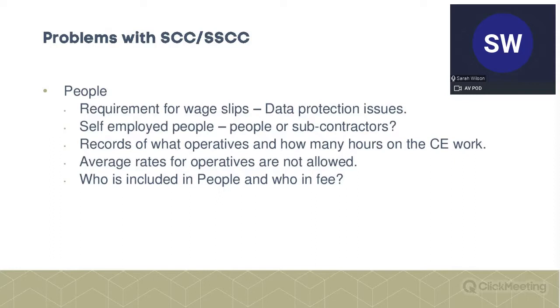Something that's always going to be a problem, and it's difficult to see how we can avoid this, is records of who was working on a particular area and for how many hours when we're talking about compensation event work. I know it's really tedious, but you really, really need this information. You're going to be severely hampered if you haven't got it. Average rates aren't allowed.